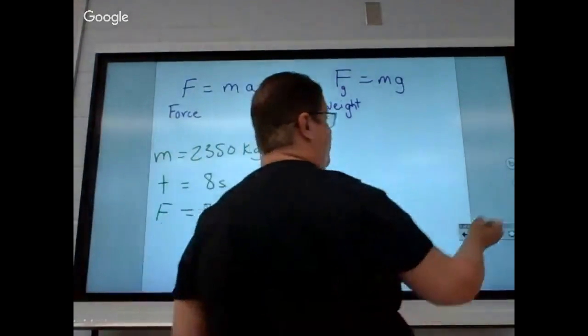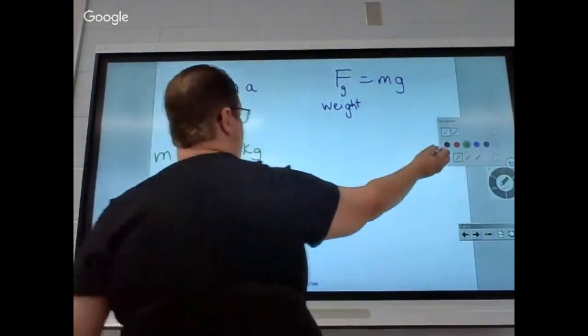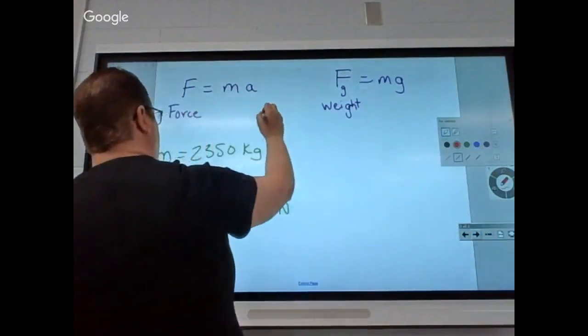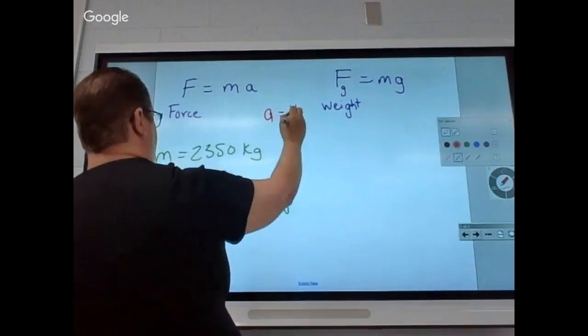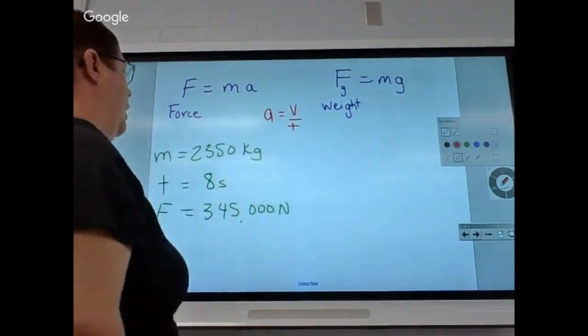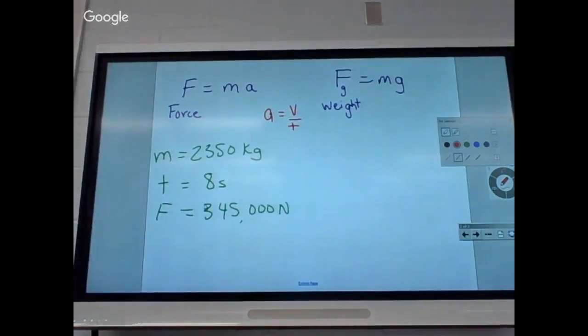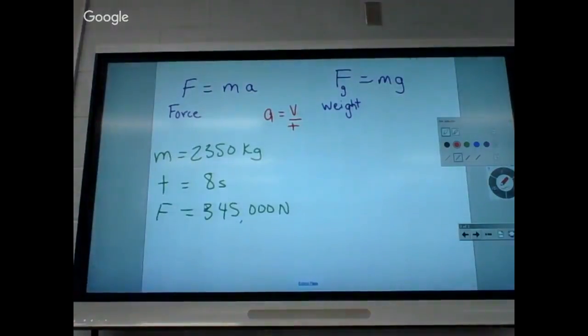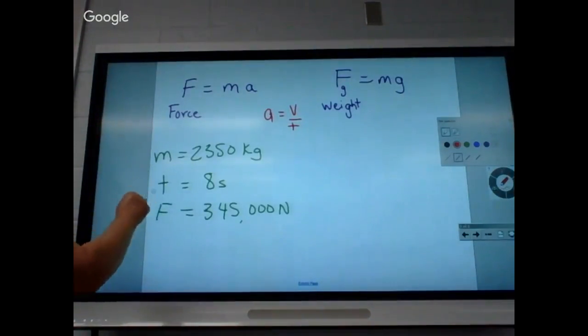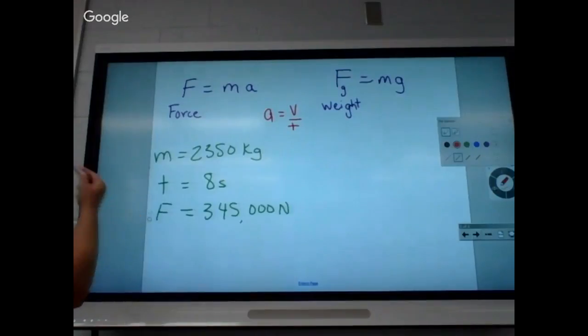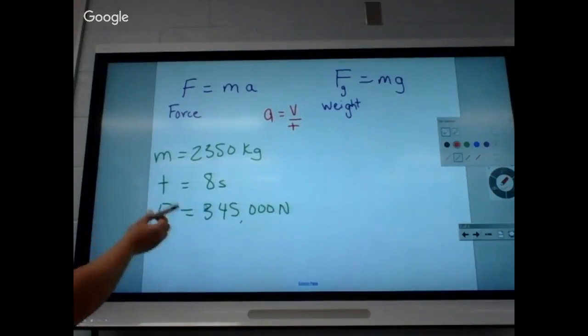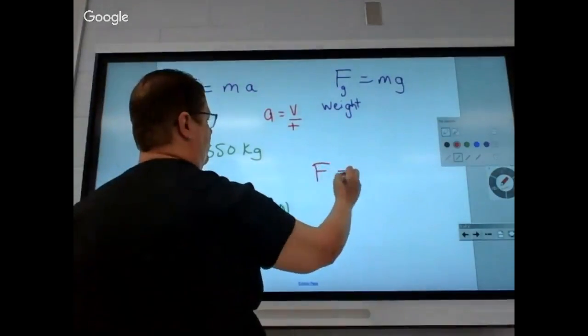Now, we've learned 2 formulas that have acceleration in it. We've got that one, and we have A equals velocity over time. Which one would be better for us to find acceleration if we have this information? A equals velocity over time. Do we have velocity here to be able to use that? No. So we need to use F equals ma.